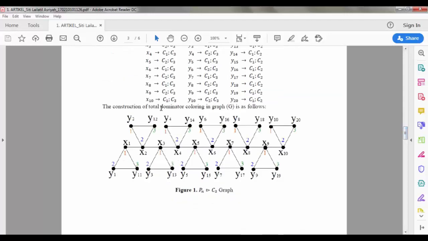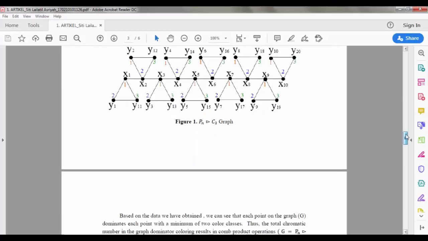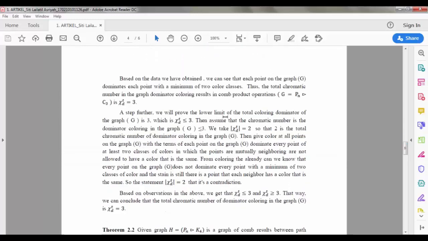And then the construction of total dominator coloring in graph G, or the Pn C3 graph, is like this. This is C1, or color class number 1, this is C2, and then this is C3. And then we will prove the lower limit of the total dominator coloring of the graph G is 3. Then assume that the total dominator chromatic number of the graph G is less than 3, and then we take it equal to 2.